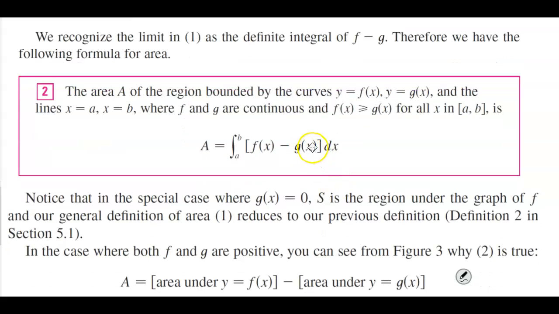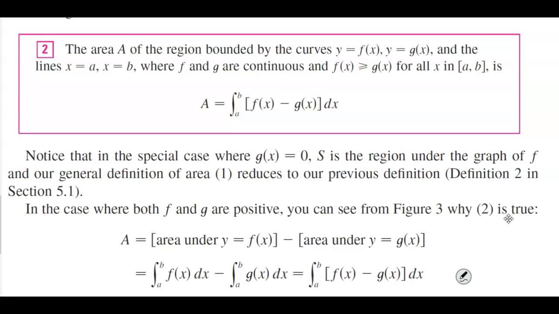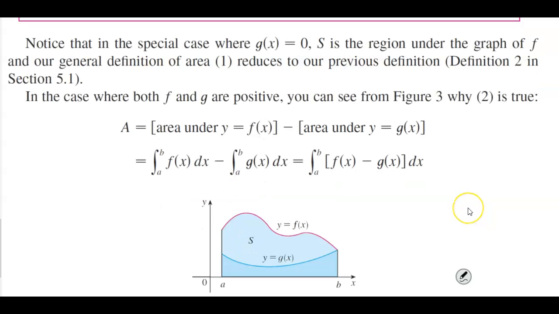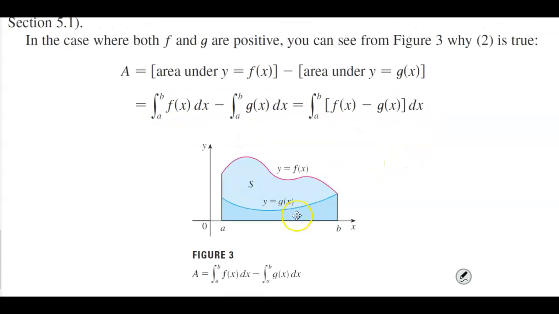Now notice that if we have a special case where g of x is equal to 0, the surface area is the region under the graph of f, and our general definition of the area reduces to our previous definition. So in this case, where both f and g are positive, you can see from this figure why definition 2 is true. Here we have the area under the curve y equals f of x minus the area under the curve g of x. So again, this curve is still above the x-axis, with g of x here and f of x there. So we can still subtract to get the approximation of that area of S.